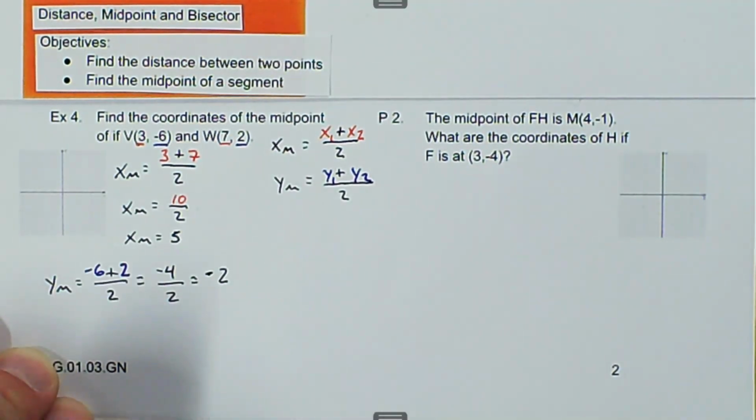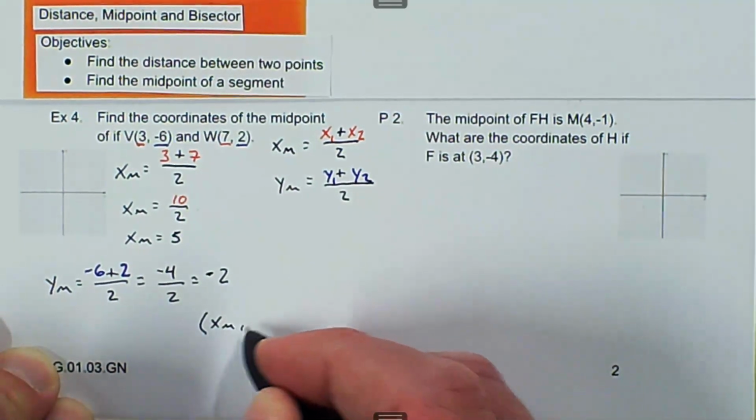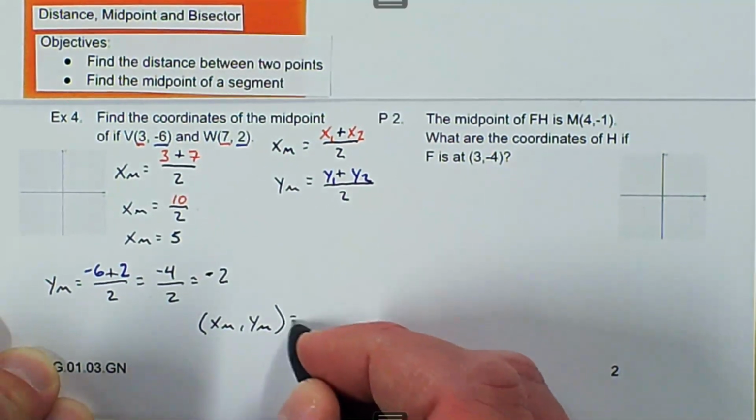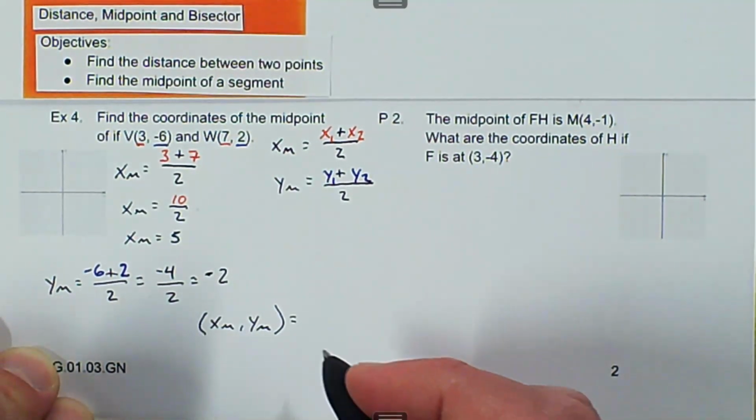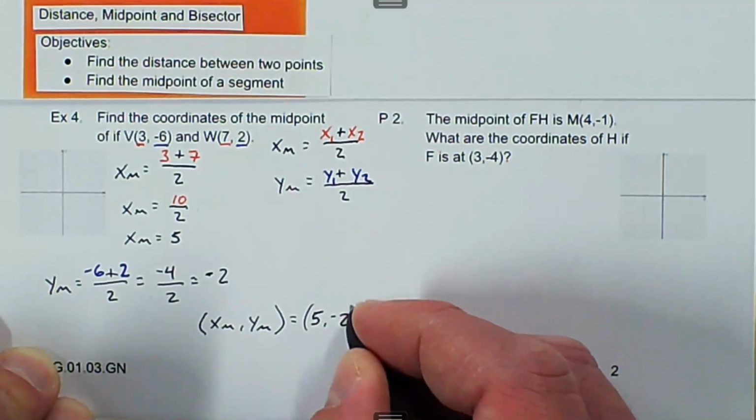So our midpoint for this example, we have x midpoint comma y midpoint. It's an ordered pair, and that is going to be equal to 5, -2.